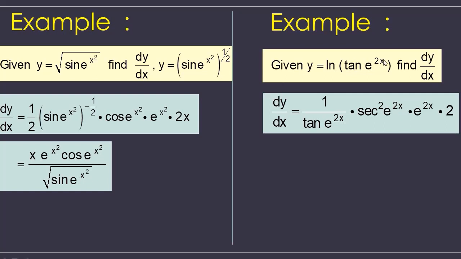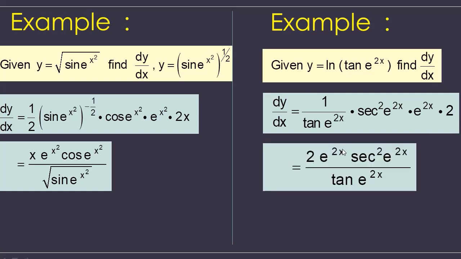Next, differentiate exponent, which will still give us the same equation, exponent to x. And lastly, differentiate to x, we get 2. As for the final answer, combine the whole solution.